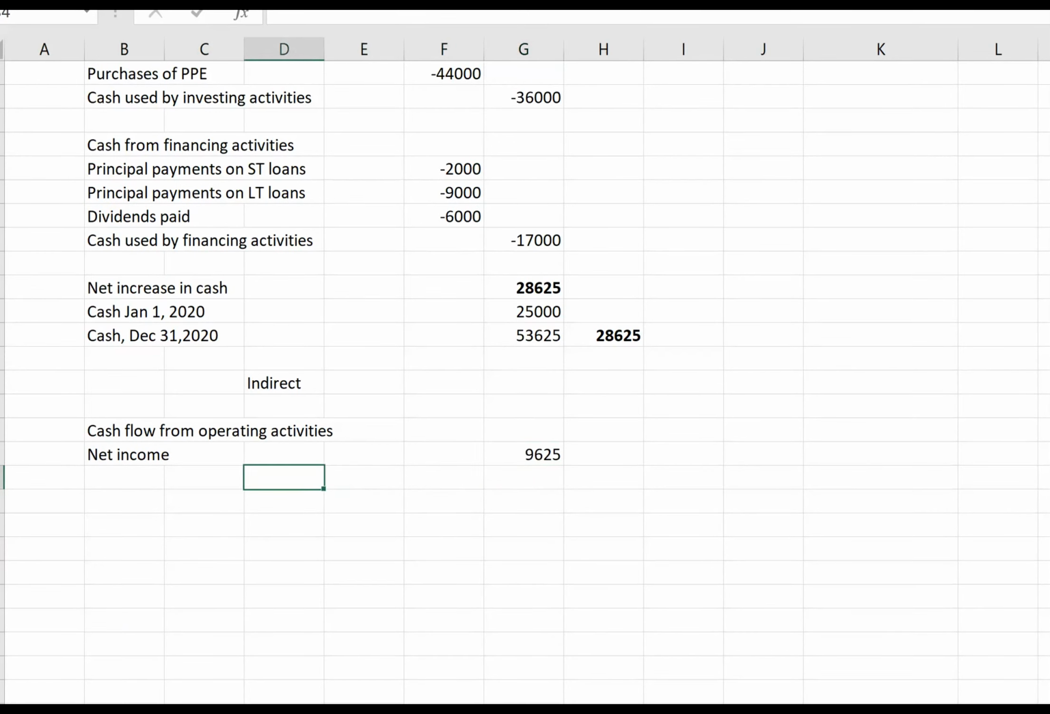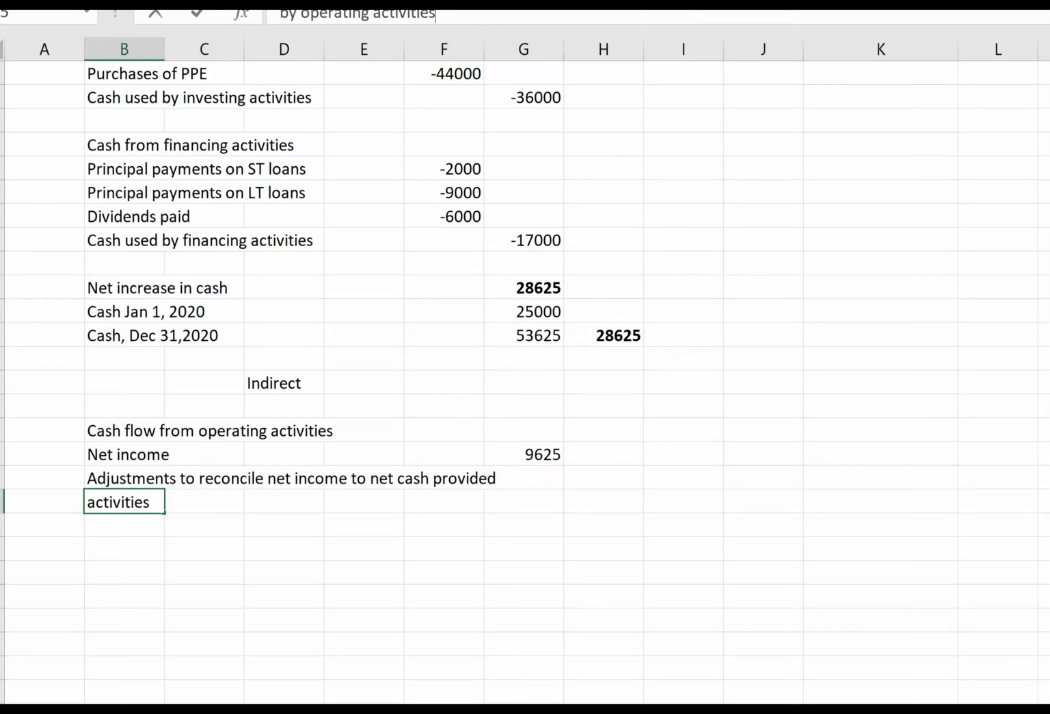Okay, and then we're going to have adjustments to reconcile net income to net cash provided by operating activities. So basically we're taking net income and we're adjusting it from an accrual basis to a cash basis to reconcile it to net cash provided by operating activities.